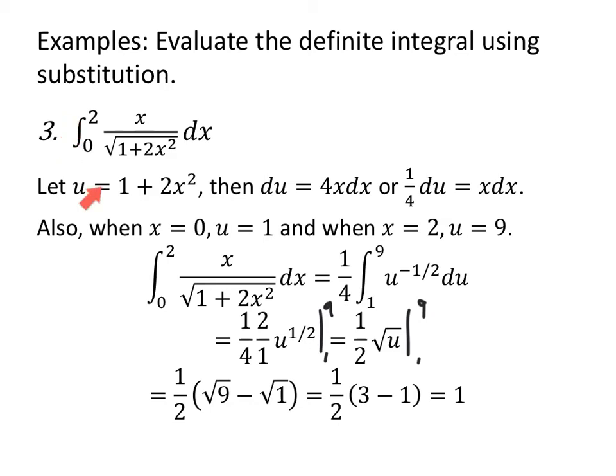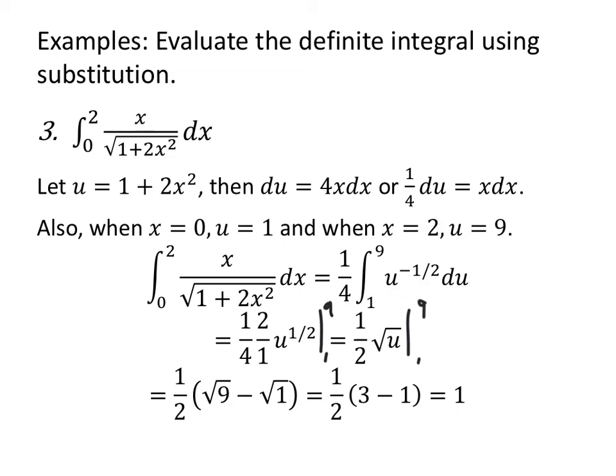Now I need to handle my limits. When x equals 0, u value is 1. When x is 2, 2 squared is 4, 4 times 2 is 8, 8 plus 1, u equals 9. So the integral from 0 to 2 of x over the square root of the quantity 1 plus 2x squared dx is 1/4 the integral from 1 to 9 of u to the negative 1/2, because it came from the denominator, du. The 1/4 is hanging out.